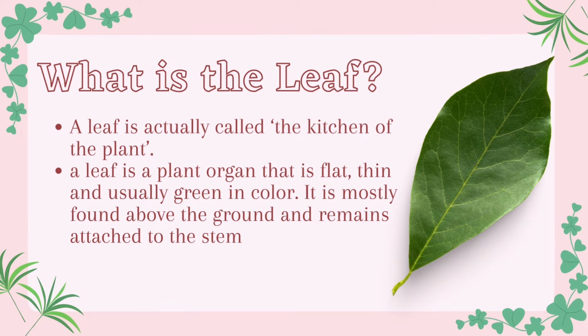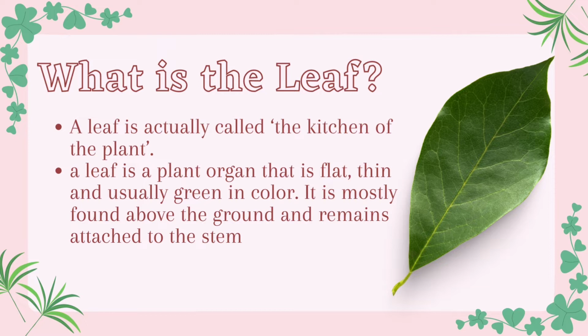What is a leaf? A leaf is actually called the kitchen of the plant. So why? This is because they are the main organ responsible for photosynthesis, in which the plant produces its energy and its food. Next, a leaf is a plant organ that is flat, thin, and usually green in color.